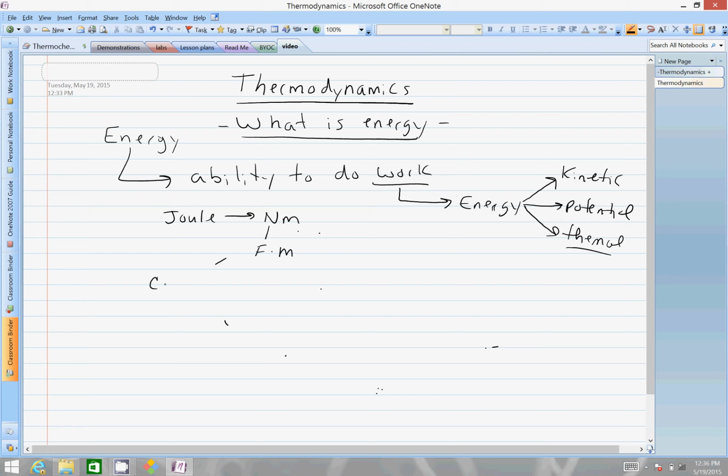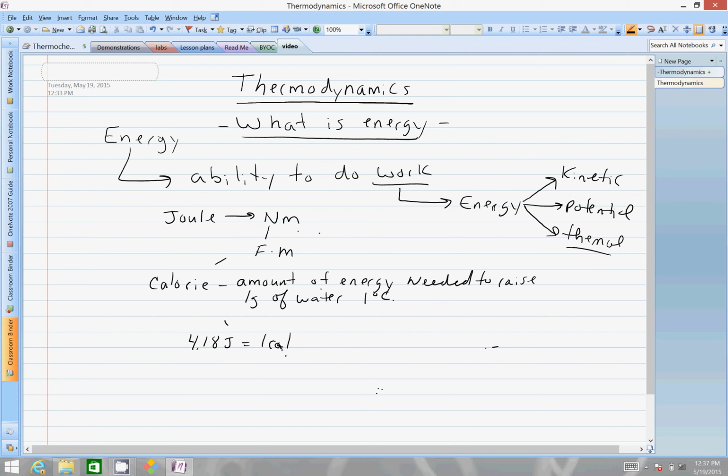A calorie is another unit of energy, and this is the amount of energy needed to raise 1 gram of, I'm going to just put water, 1 degree Celsius. That is a calorie. Now, a calorie and a joule are related by the fact that 4.18 joules equals 1 calorie.